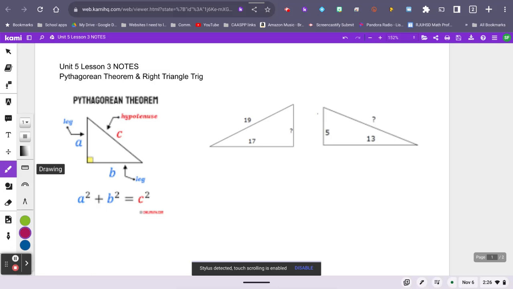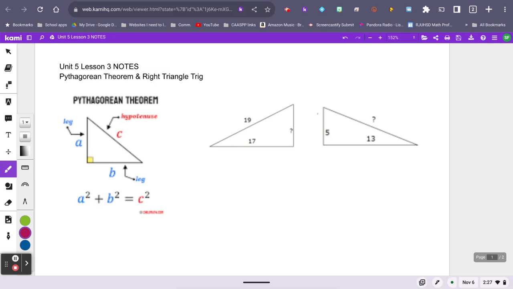Hi, today we're going to be working on Unit 5, Lesson 3 notes. This is going to go over Pythagorean theorem and right triangle trig, which you all should have gone over in IM2. So the very first thing, Pythagorean theorem is a squared plus b squared equals c squared.